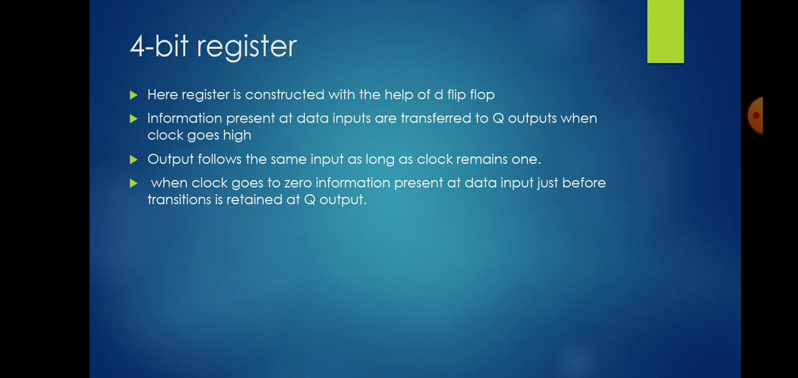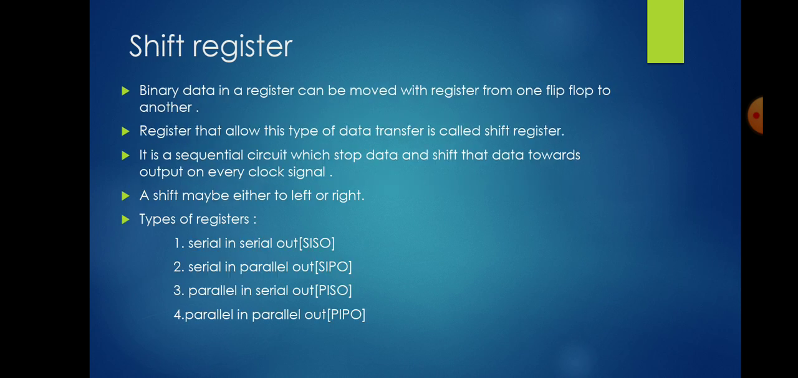Now we have the next type, which is the shift register. In a shift register, binary data in a register can be moved within the register from one flip-flop to another. A register that allows this type of data transfer is called a shift register. It is a sequential circuit which stores data and shifts that data towards the output on every clock signal. It may shift either to the left or to the right.